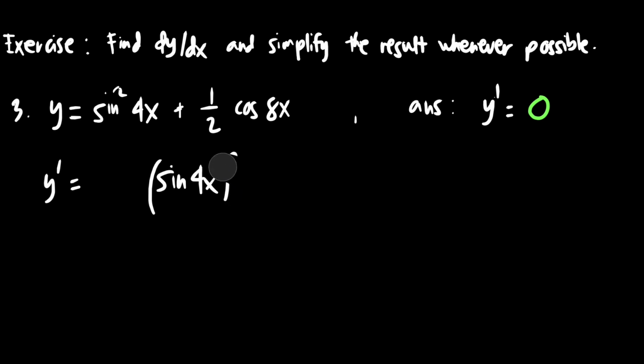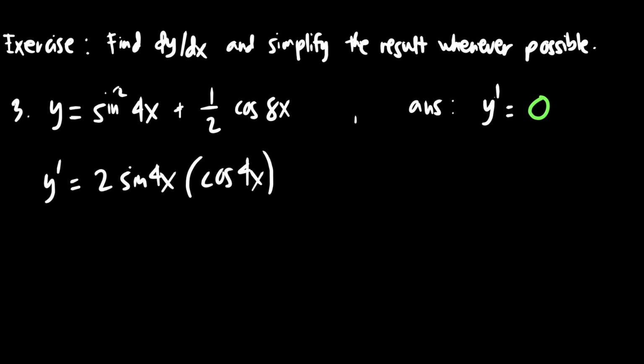To derive, we have 2 sine, just copy the inside. So 2 minus 1 is just equal to 1. The derivative of the inside is cosine, positive cosine of 4x. So for the derivative inside, d over dx, the derivative of 4x is just equal to 4.